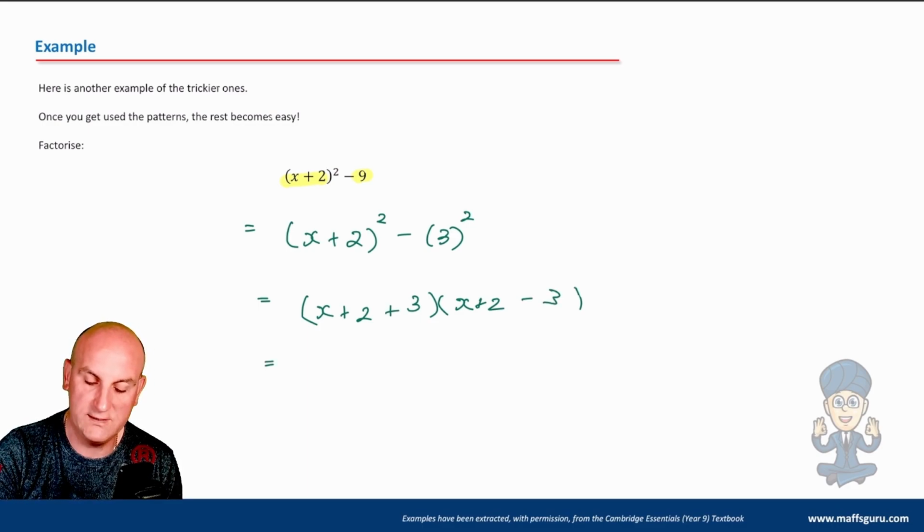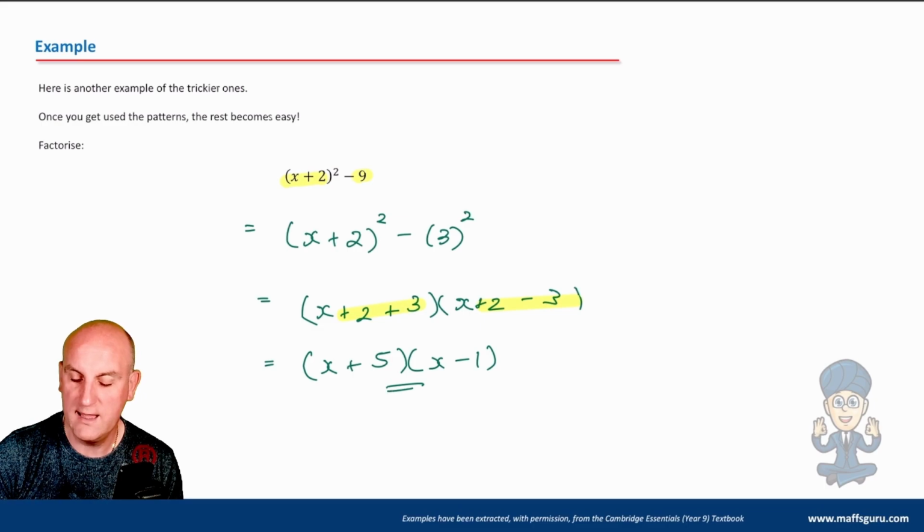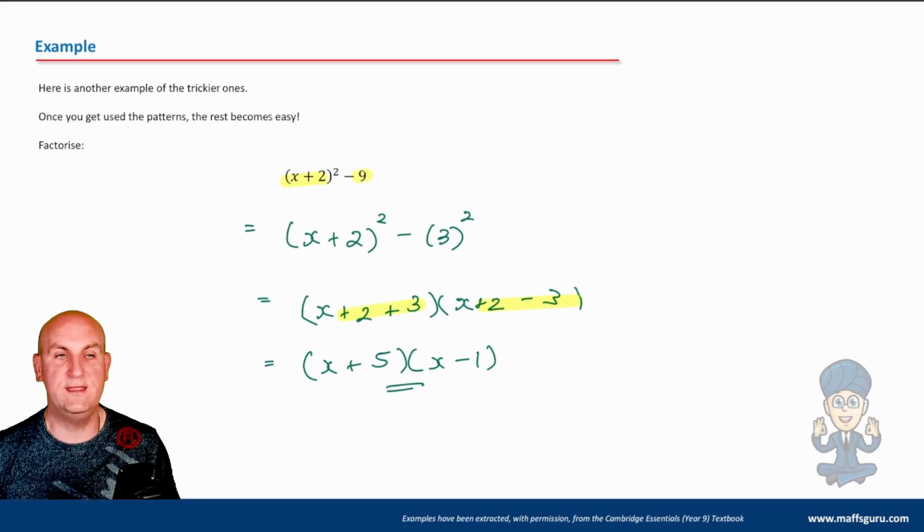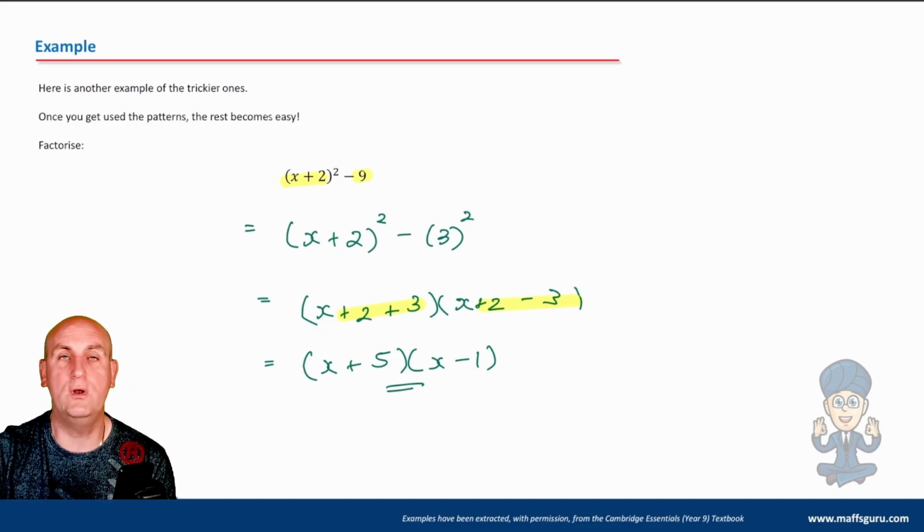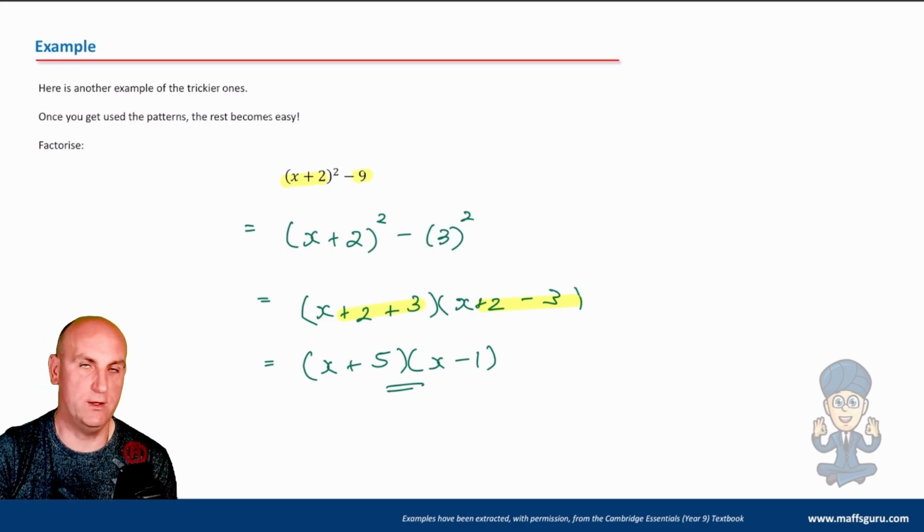And then again, because we can simplify this, you always have to simplify it, because if you don't, unfortunately, you'll lose the mark. So plus 2 plus 3 is plus 5. Plus 2 minus 3 is minus 1. And again, we have factorized. I have written these in a set of brackets. And again, all of this actually has a purpose that we deal with a little bit later on.